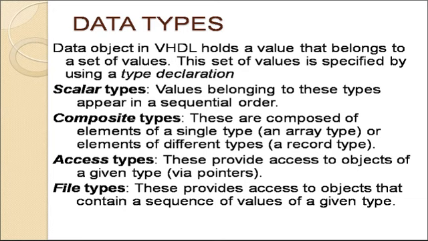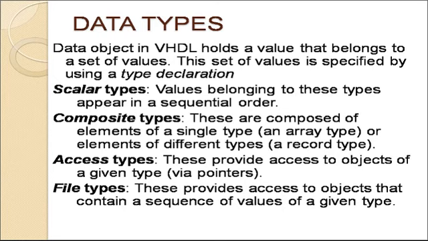That's why whenever we declare any signal, we have to say two things: what its name is and what its type is. Here we can see that there are different data types supported by VHDL. These types are scalar type, composite type, access type and file type. The scalar type is what?